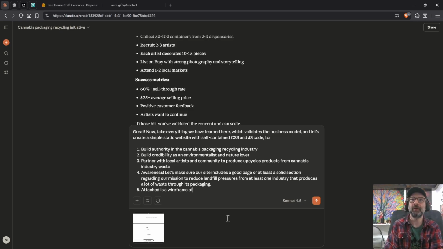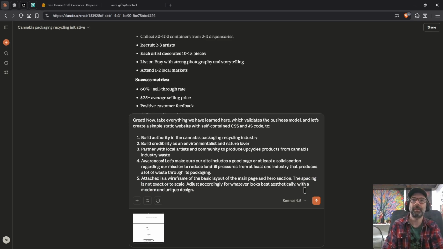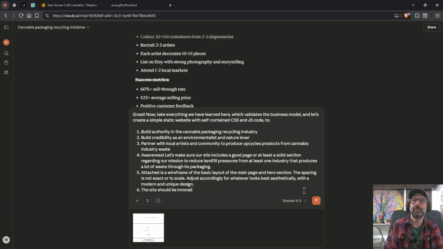Attached is a wireframe of the basic layout of the main page and hero section. The spacing is not exact or to scale. Adjust accordingly for whatever looks best aesthetically with a modern and unique design. The site should be innovative but not over the top. Keep it clean and professional. And I would even add simple. Keep it simple, clean, and professional.